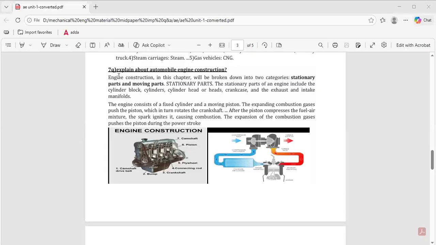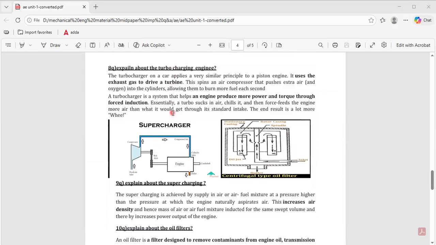So here you can see what is happening. This explains automobile engine construction, how automobile engine construction is done. Engine construction in this chapter will be broken down into two categories: stationary parts and moving parts, as I said. So, explaining the turbocharging engine.